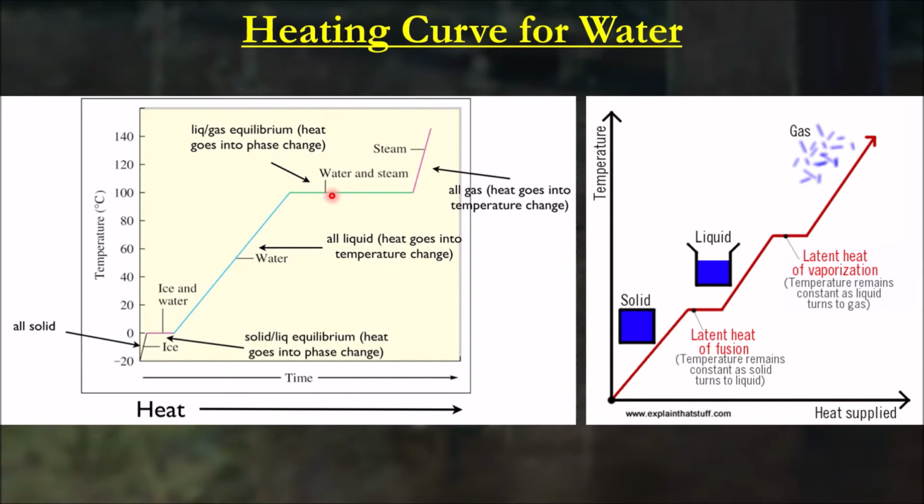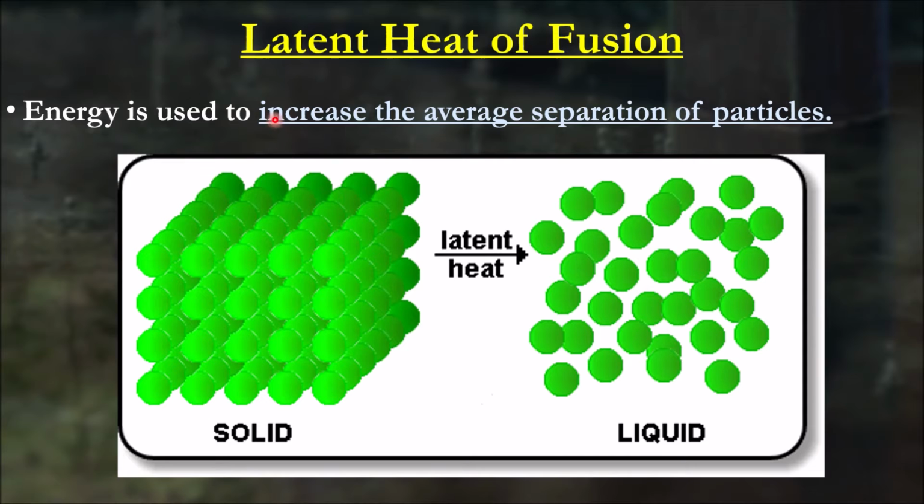So let's have a look. First one, latent heat of fusion. This is where we increase the energy of vibrations between these molecules, and that causes them to increase the average separation between these particles. So it weakens the attraction force between the molecules or between the atoms, causing them to move away from each other. And this transition is called latent heat of fusion.